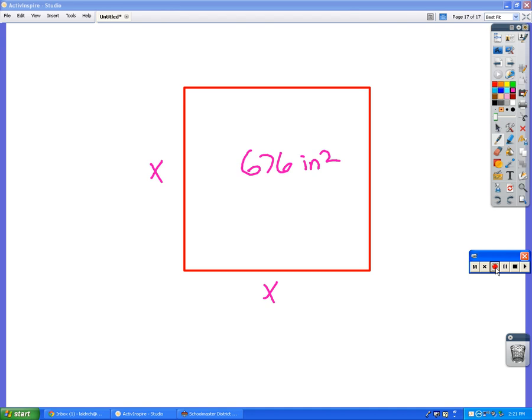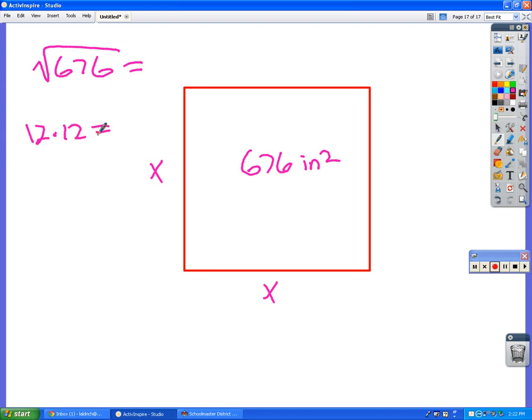So if I'm going backwards, then what I'm looking for is the square root of 676. In other words, what number times itself will equal 676? Now, the math behind this for you guys is basically guess and check. So guess a number. 12. Okay, if I go 12 times 12, I only get 144, so it has to be bigger.